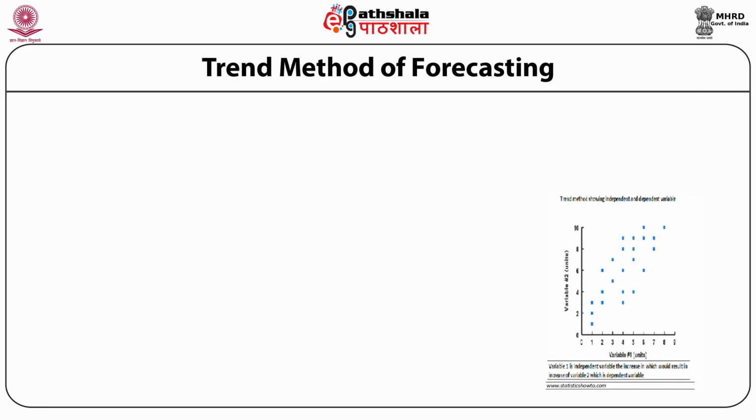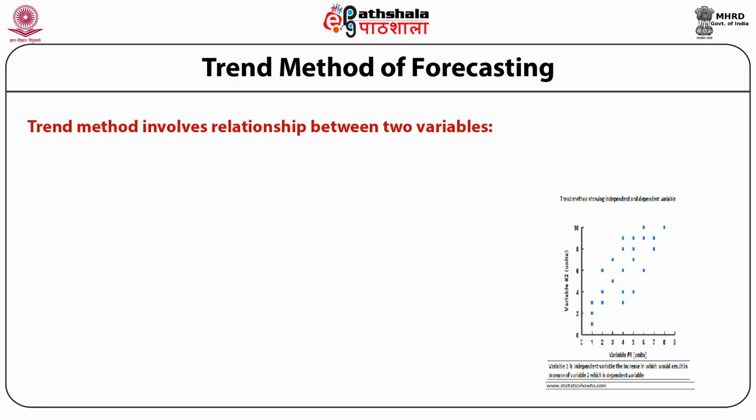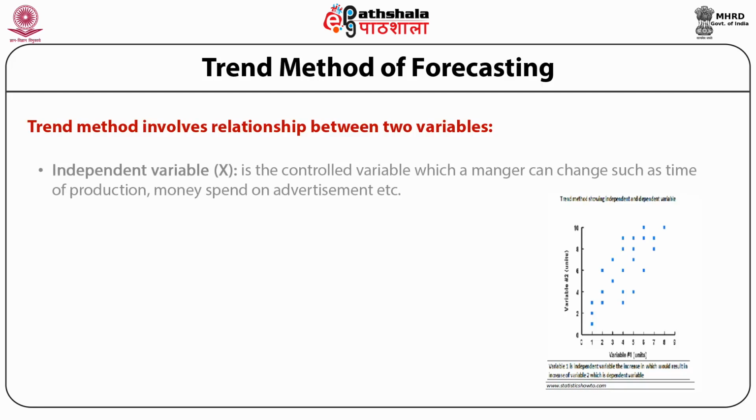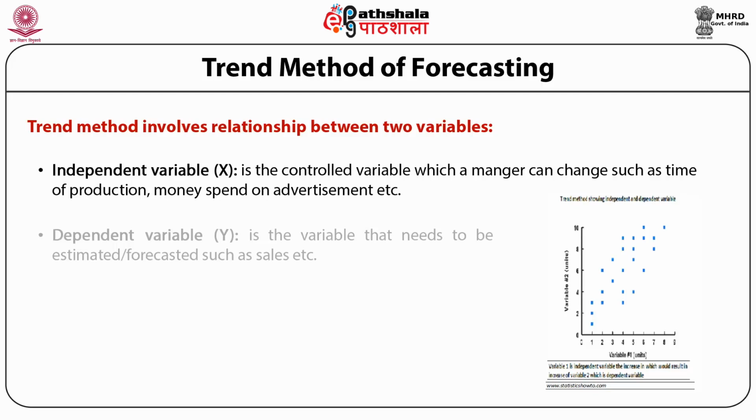The following slide explains the trend method of forecasting. Trend method involves relationship between two variables. Firstly, independent variable, which is designated as X, is the controlled variable which a manager can change, such as time of production, money spent on advertisement, etc. Other variable, that is dependent variable, which is designated as Y, is the variable that needs to be estimated or forecasted, such as sales, etc.